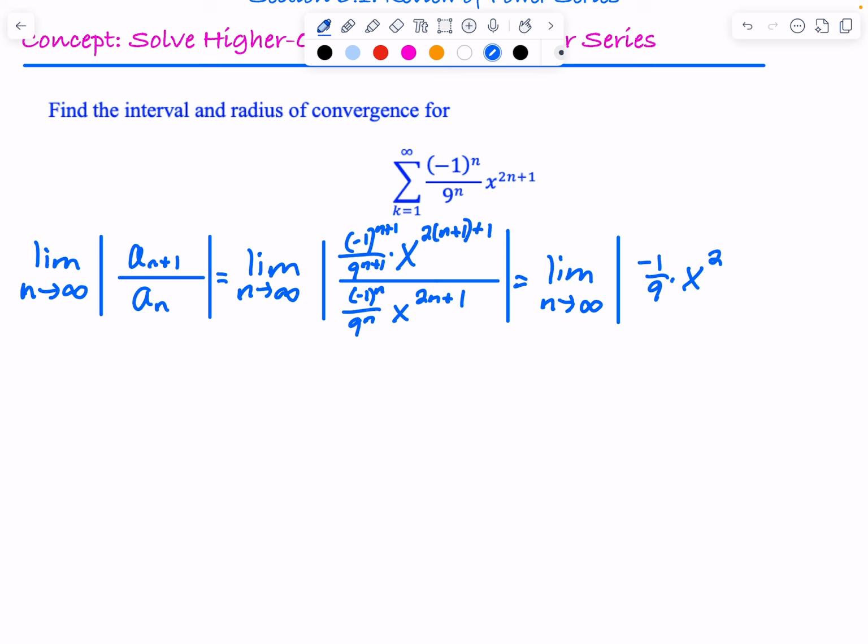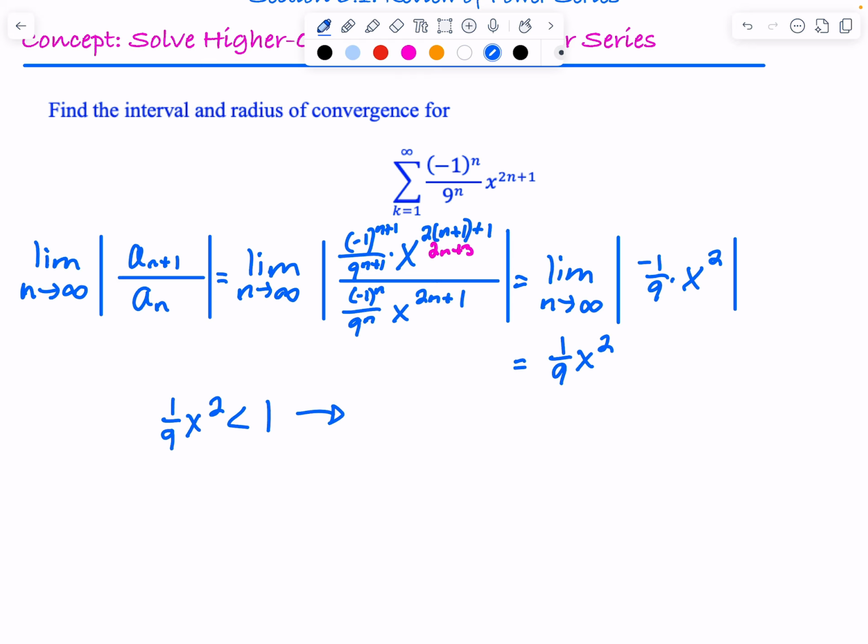All right, you can think about it: this is actually a 2n plus 3. So if I subtract 2n, 2n goes away. 3 minus 1 gives me 2. That is the reason why I have x squared. Okay, so we get there. This is actually going to be 1/9 because of the absolute value. And then I can drop the absolute value around x squared because of the squared. So we're going to take this thing and we're going to say 1/9 times x squared. We want this thing to be less than 1.